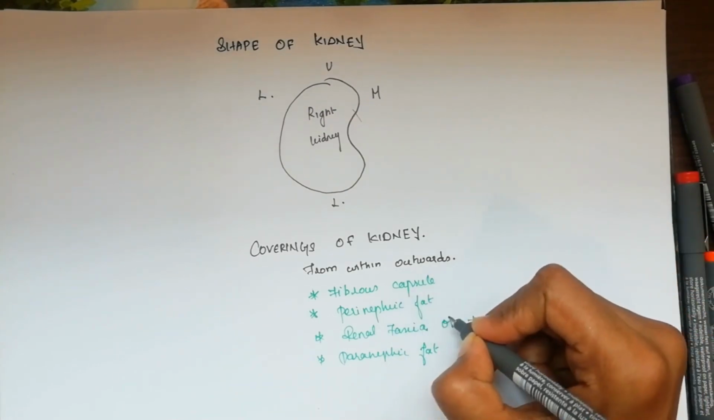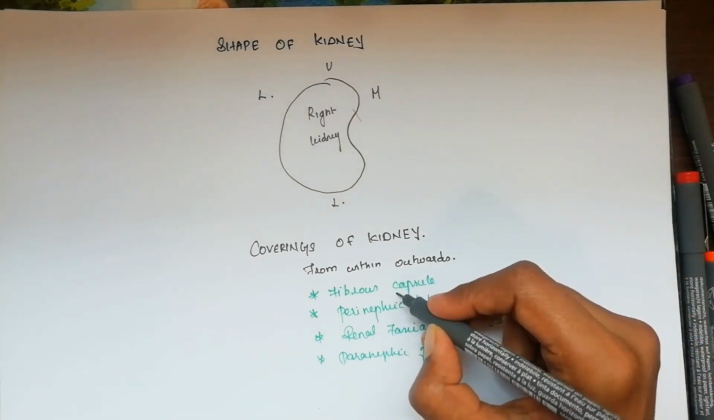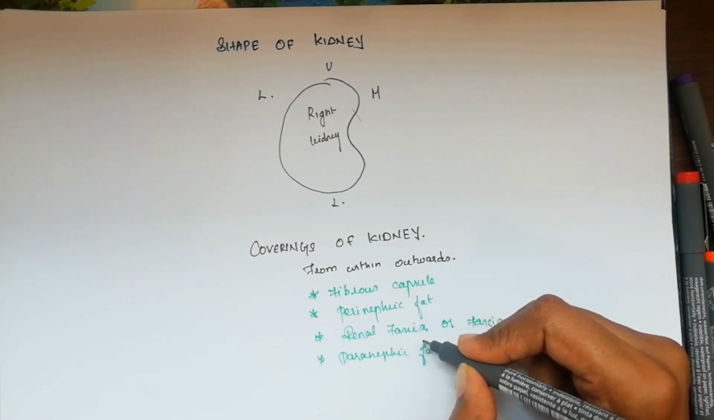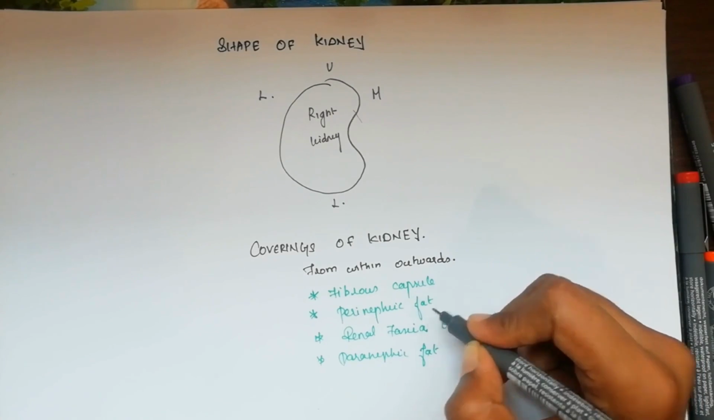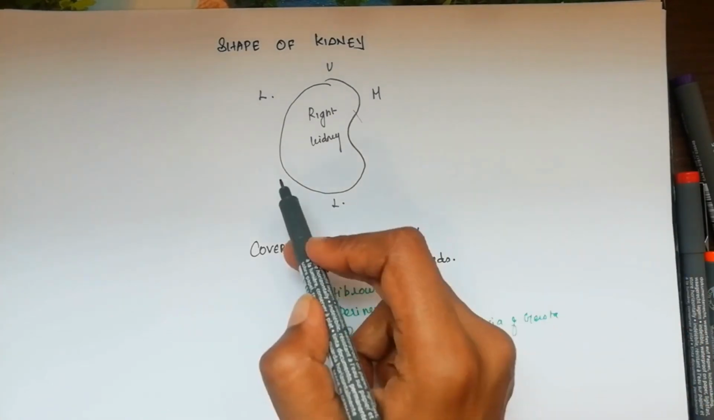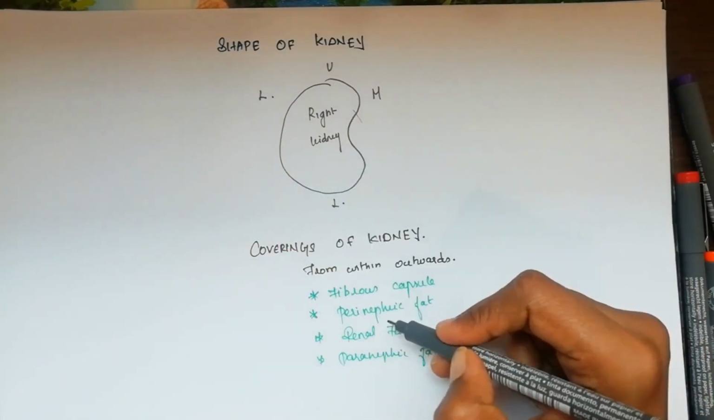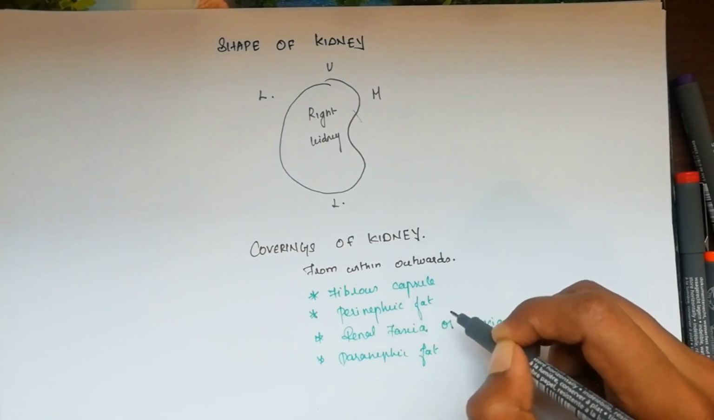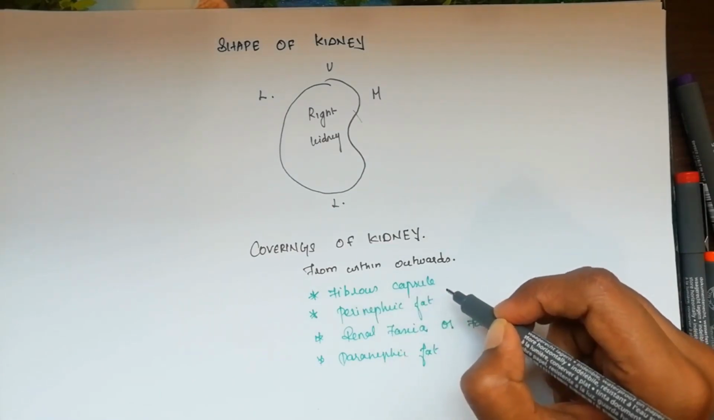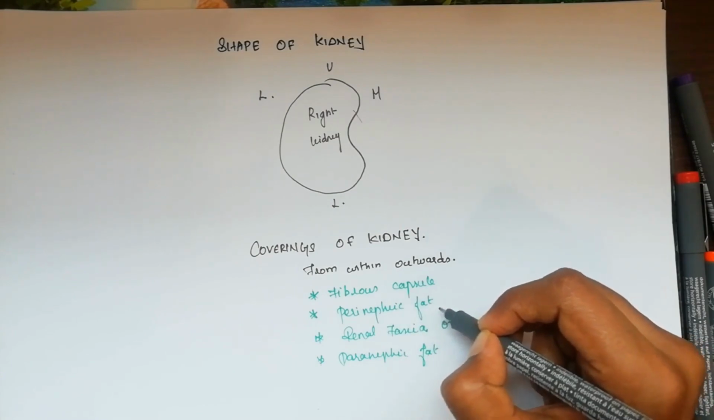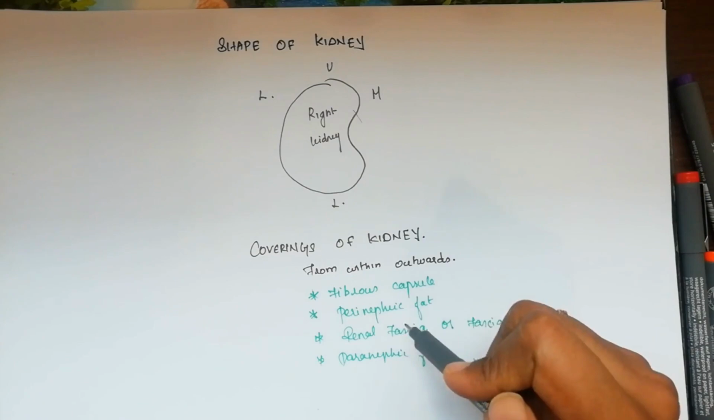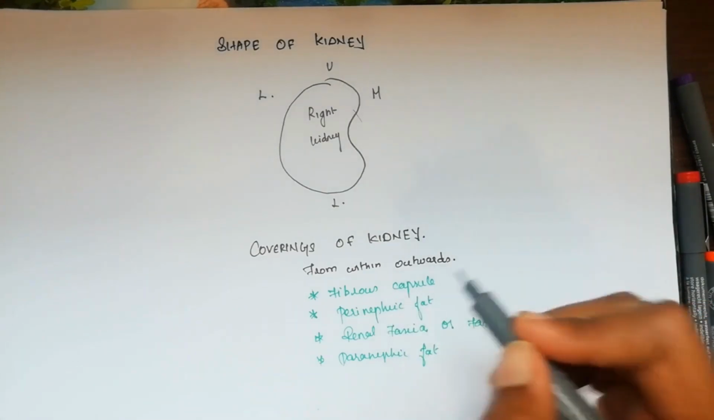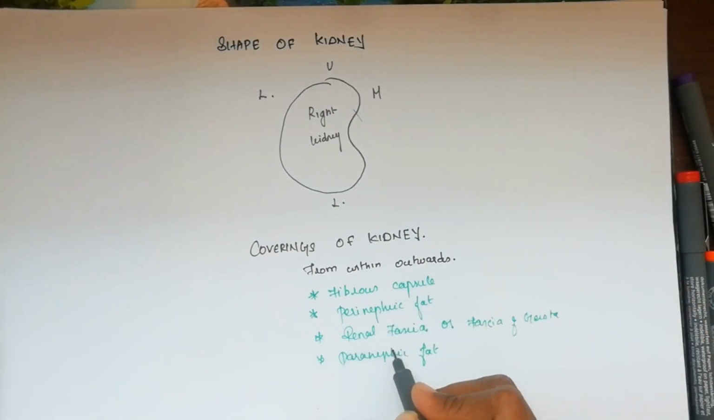And talking about perinephric fat, it is present between the fibrous capsule and renal fascia, and it is a fatty layer which is seen in the borders of the kidney. So only in the borders we have this fat collection called perinephric fat. So the fibrous capsule is a condensation of fibrous stroma. Perinephric fat is a fat collection seen in the borders of the kidney, present between the fibrous capsule and renal fascia. Now we will go on to details of renal fascia.